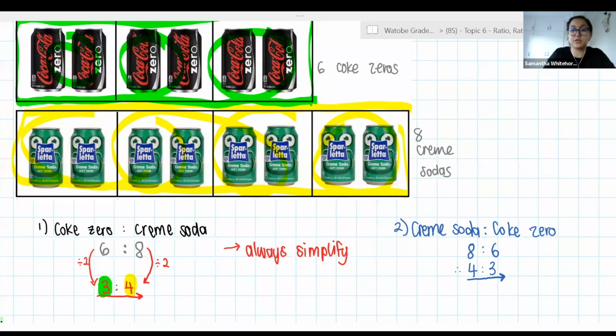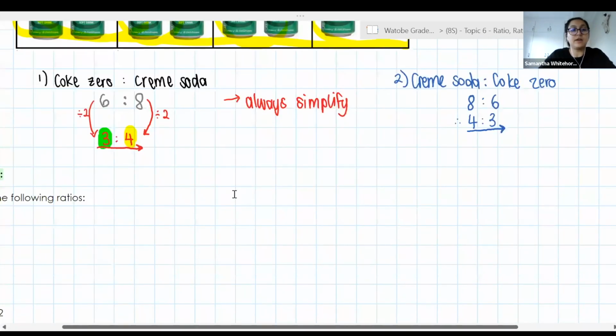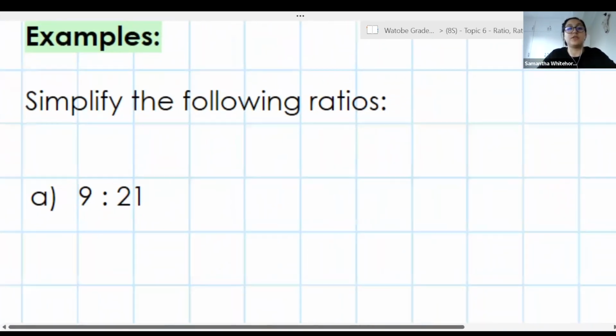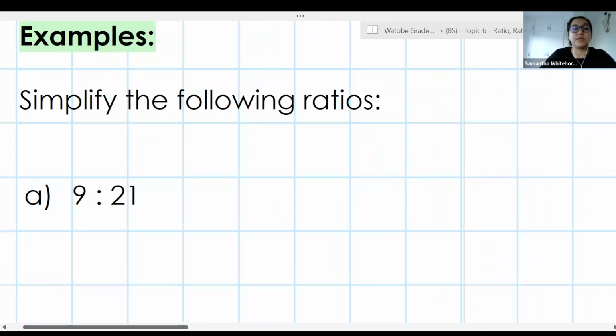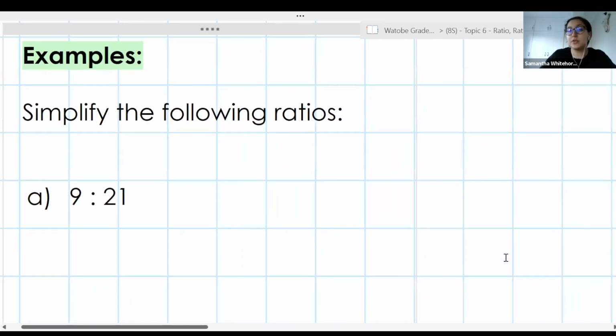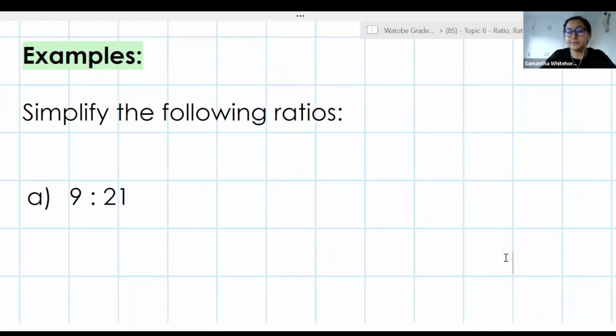Okay, I'm hoping we've all got our screenshots. Let's have a look at some examples. Right, so all we want to do to start off with is to simplify the ratios that I'm giving you here. So let's start with the first one and then we go from there. Our first ratio is that of 9:21.